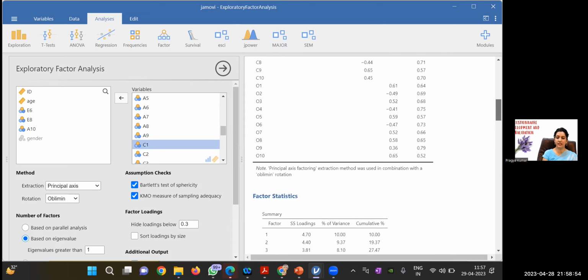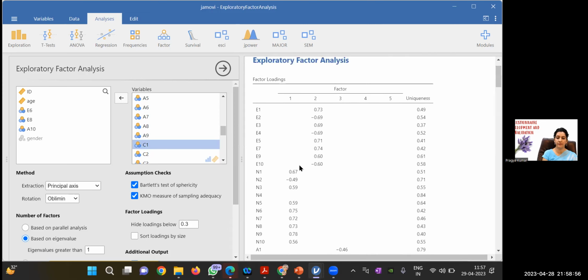Coming to the convergent validity, you take a mean of all the factor loadings here. If the mean of the factor loadings is more than 0.7, then you say that it is meeting the convergent validity.